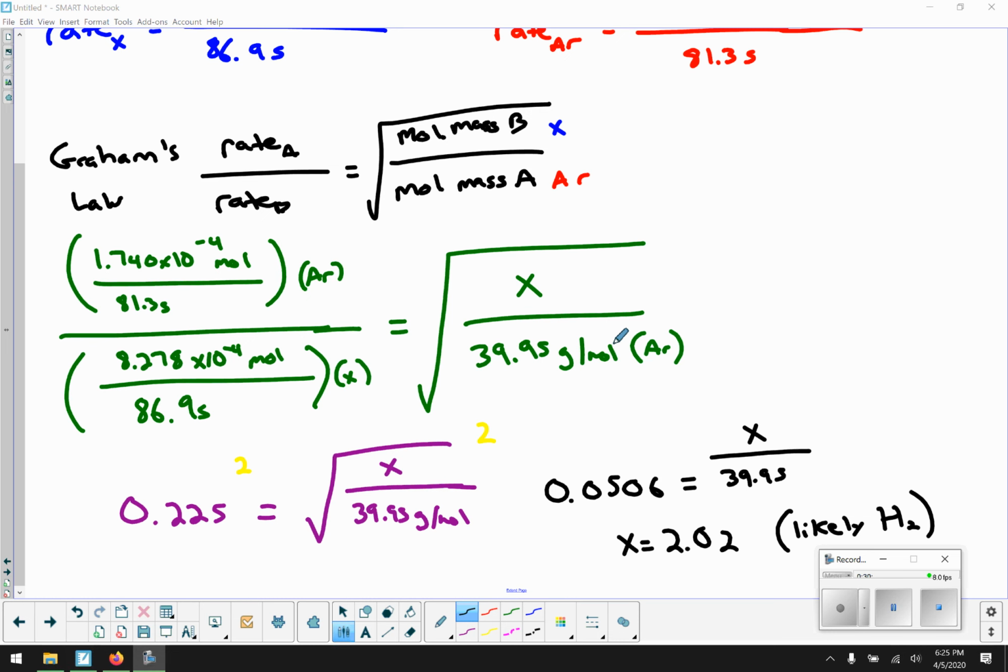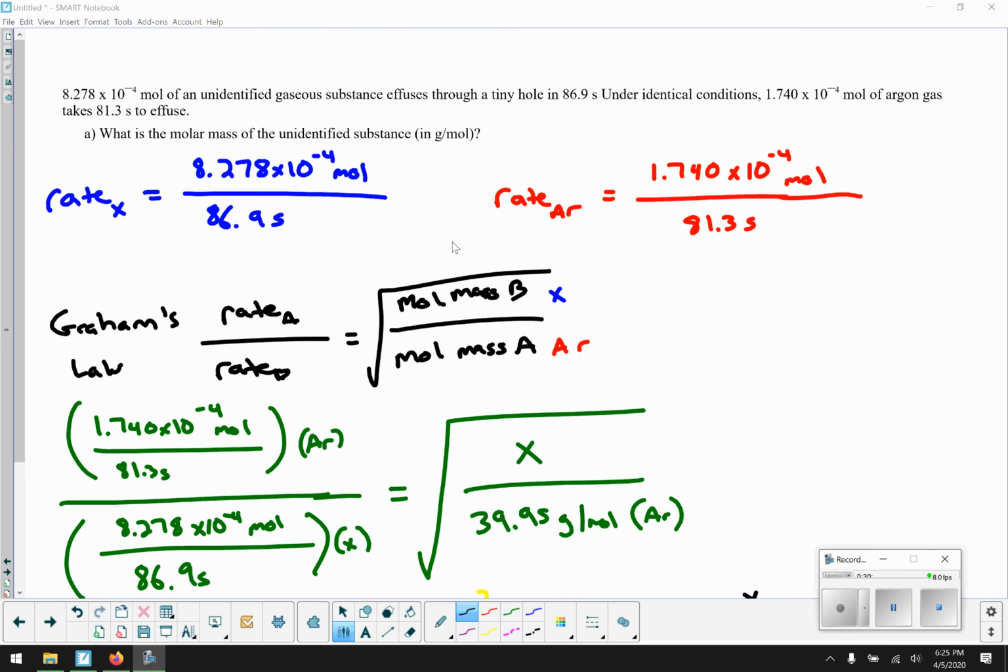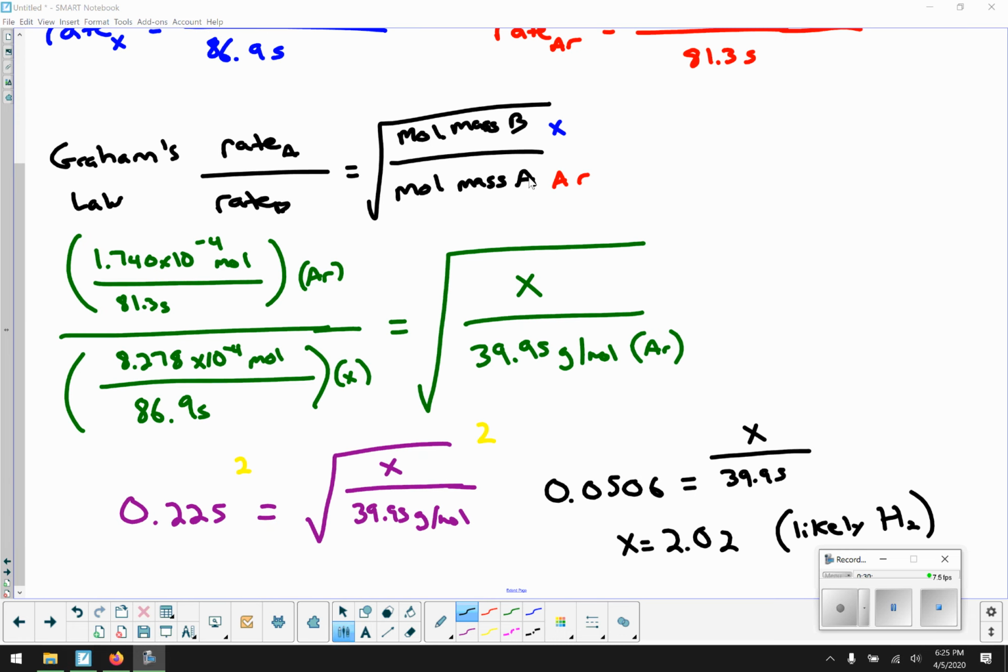And that's likely H2. The question doesn't say you have to find what it likely is, just what is the molar mass of the unidentified substance in grams per mole. It's 2.02. But the only gas light enough to be that is H2, so I said it's likely H2. This is one way to figure out what an unknown gas is, because something like H2 isn't terribly easy to identify without doing a bunch of chemistry with it. If you want to not use any sample and just do physical tests, remember we're talking about physical versus chemical properties, this is a physical test you can do to find out that it's likely going to be hydrogen gas.